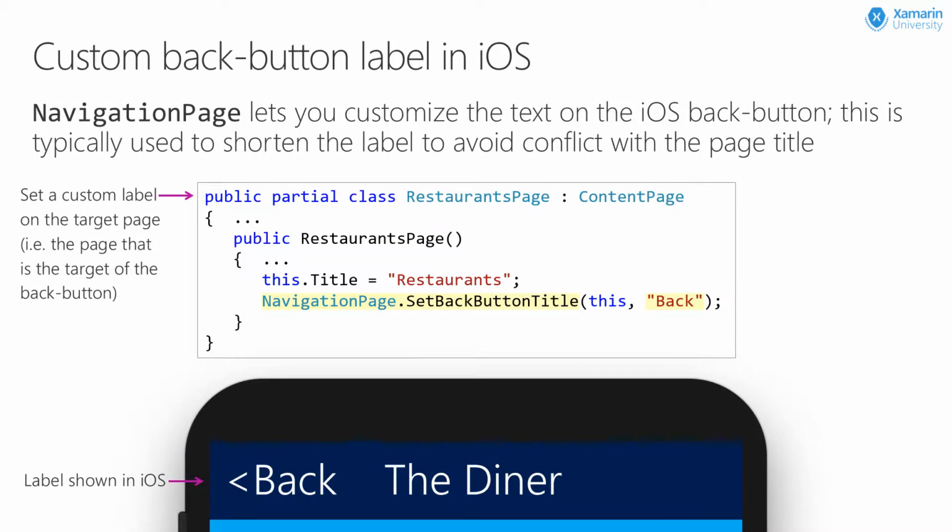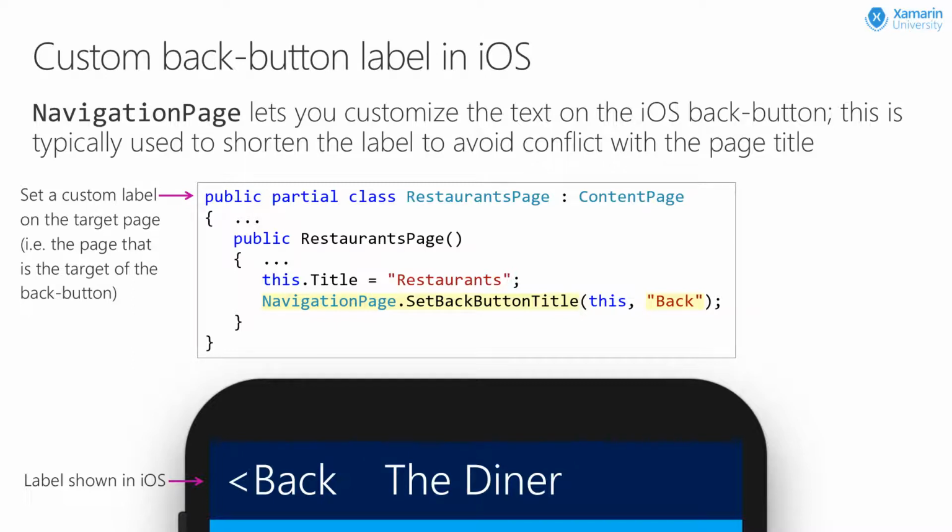So we can provide an alternate title for the back button. And this is typically to shorten or simplify the displayed text. We do this by calling the static NavigationPage set back button title method. The first parameter is the page you're customizing, and the second parameter is the new text. So you're effectively setting an alternate title for a page.